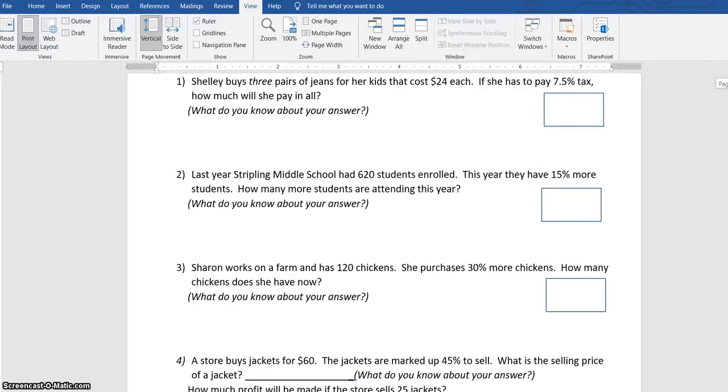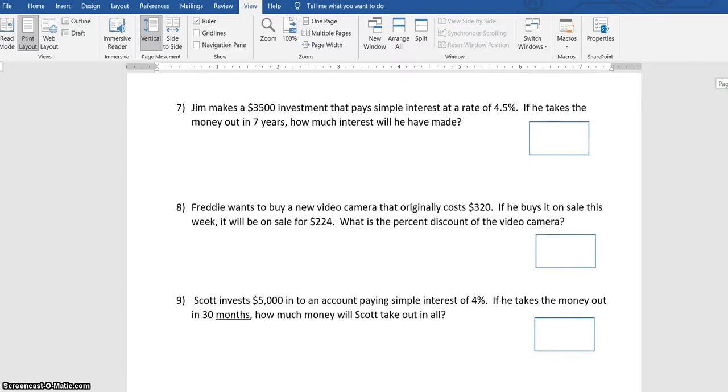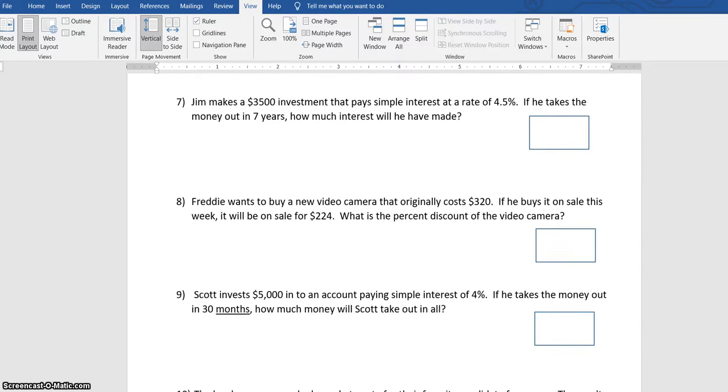Hey guys, we are going to continue working on our test review. So we are going to start with number 7. Number 7 says Jen makes a $3,500 investment that pays simple interest at a rate of 4.5%. If he takes out the money in 7 years, how much interest will he have made?